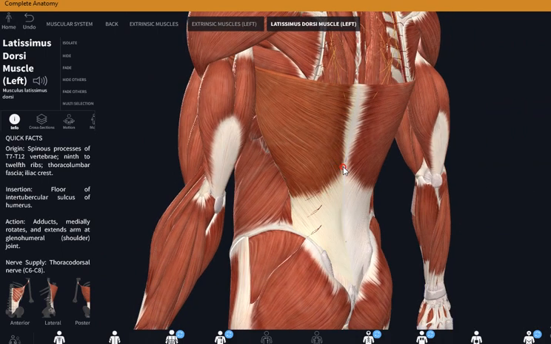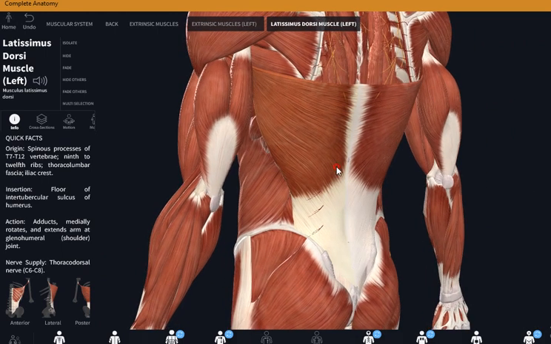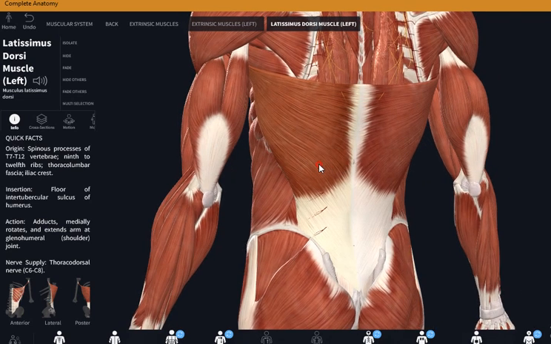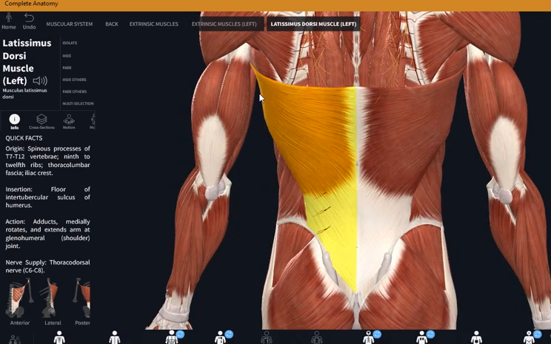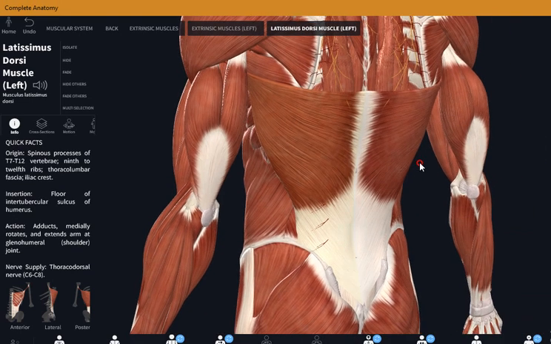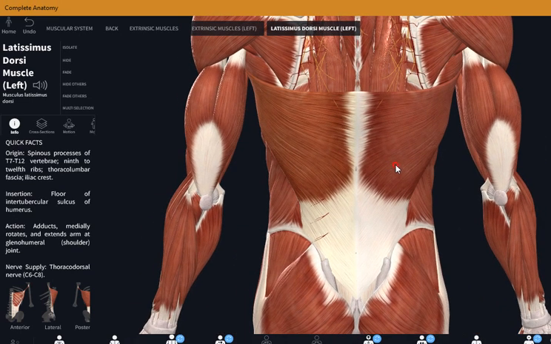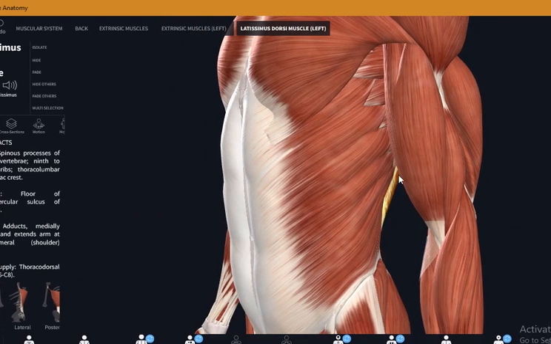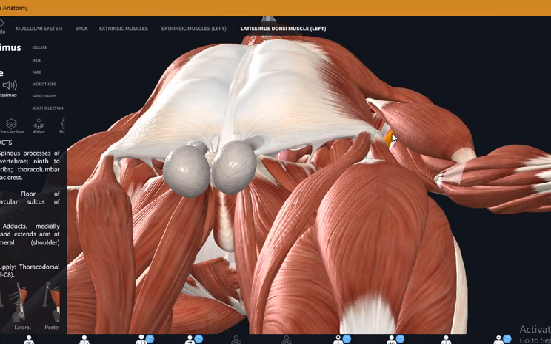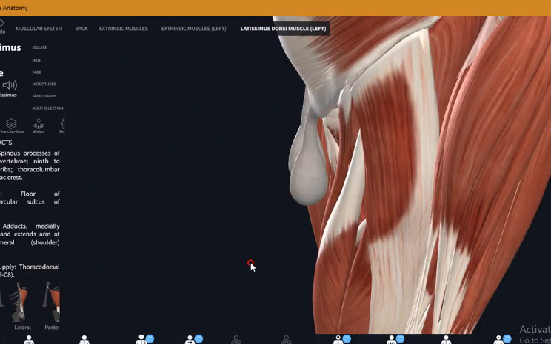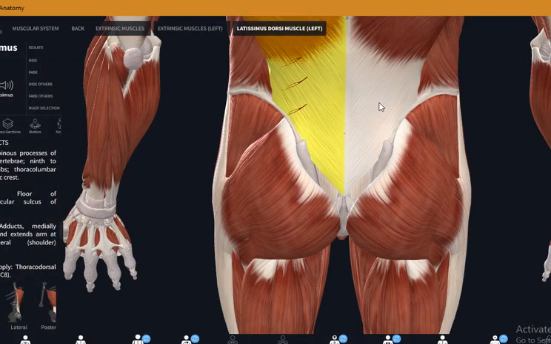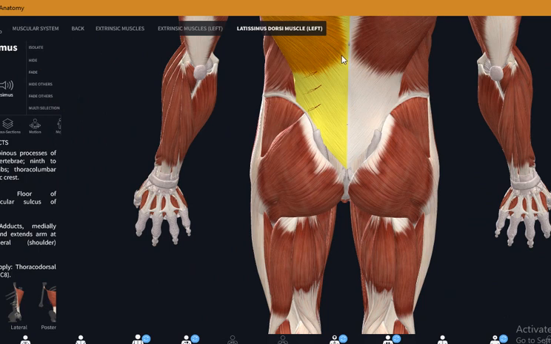So it is going to insert at the floor of the intertubercular sulcus of the humerus. So we are going to see its insertion at the level of the humerus when we are going to see the upper limb. So it's going to insert somewhere here. Posteriorly it's going to come up and insert at that position there. Now this is the latissimus dorsi muscle.